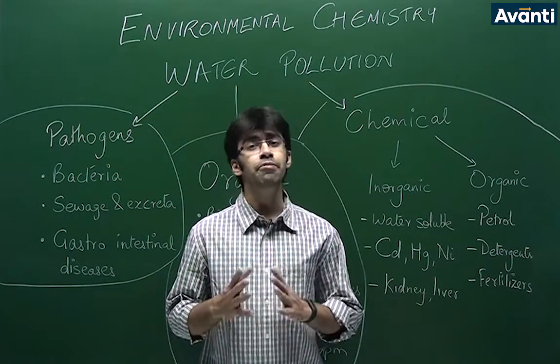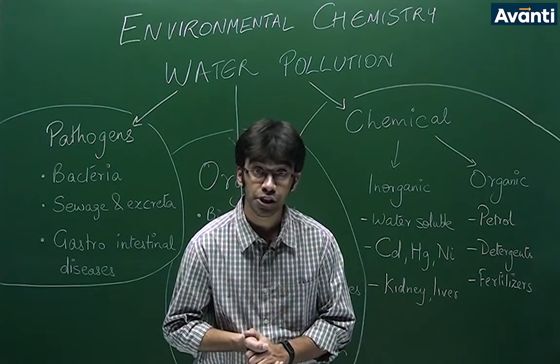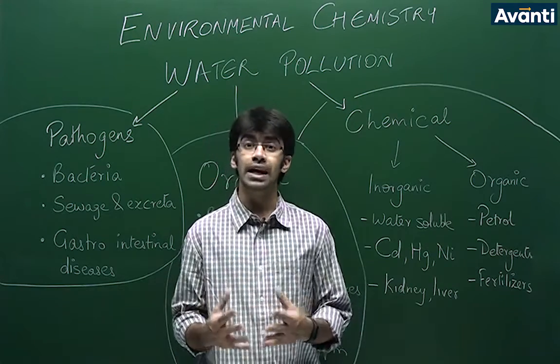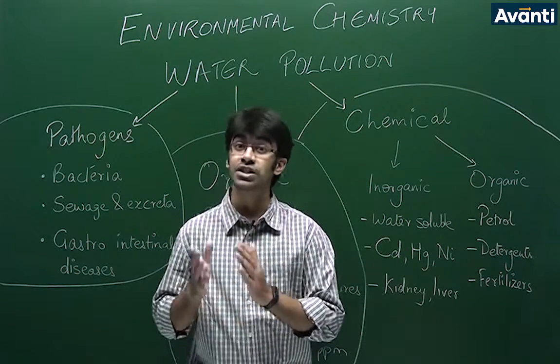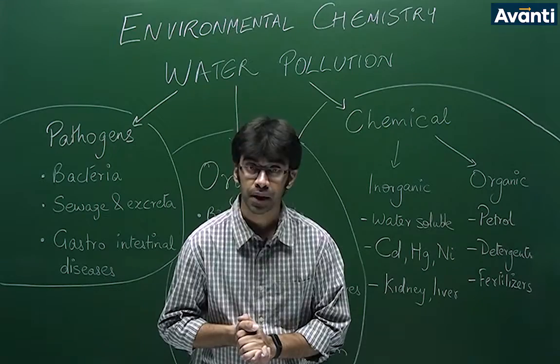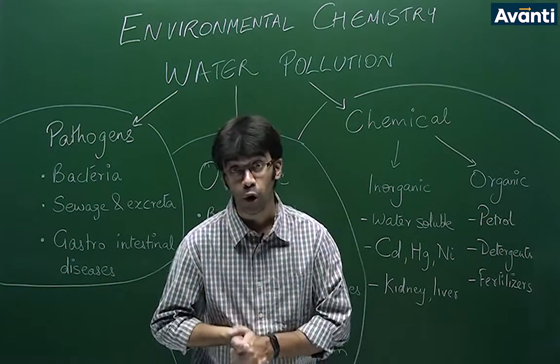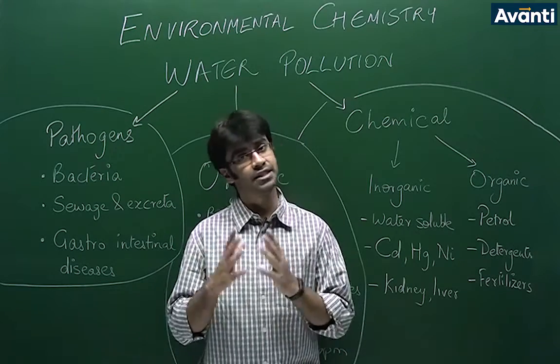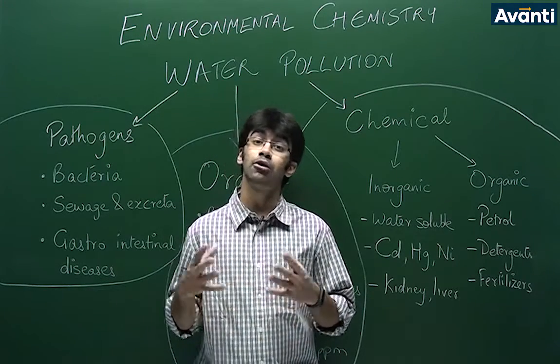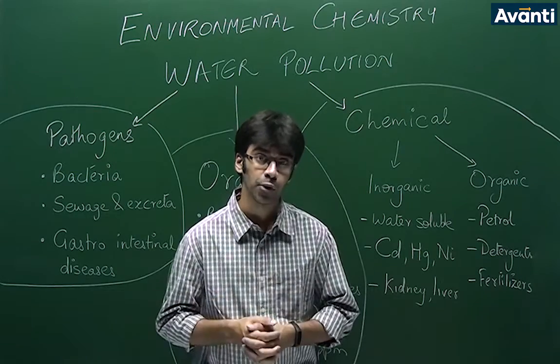So up till now, we mainly studied atmospheric pollution. In this video, we'll now understand about water pollution, which is another major form of pollution. As you are already aware, our Earth's surface has about 70% water, and all of this water has different uses, and this water can also get contaminated in many different ways.